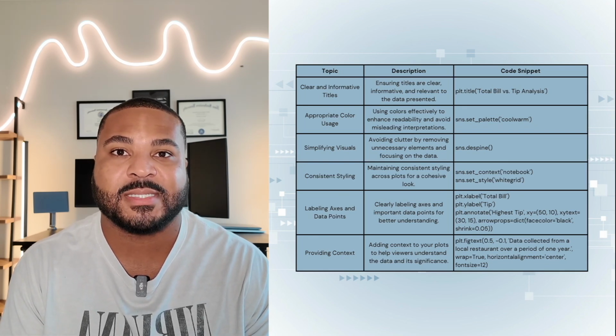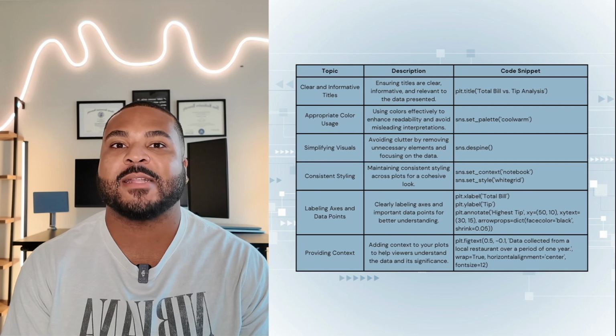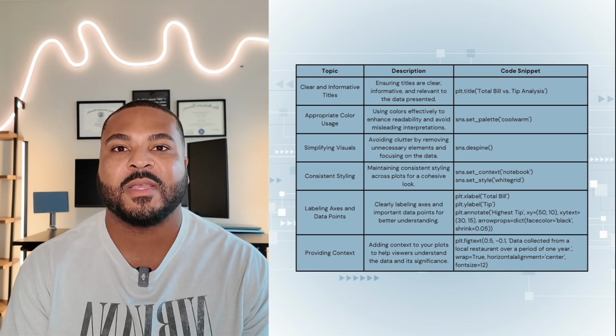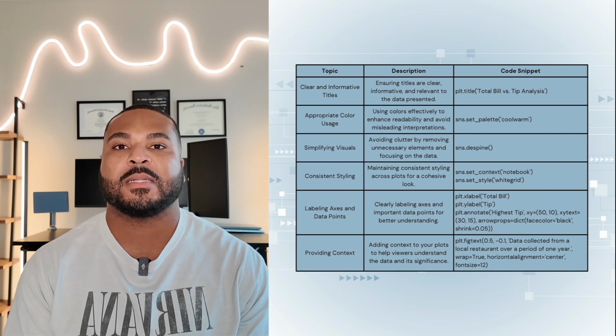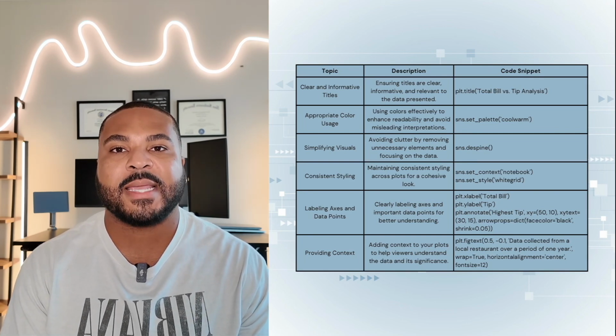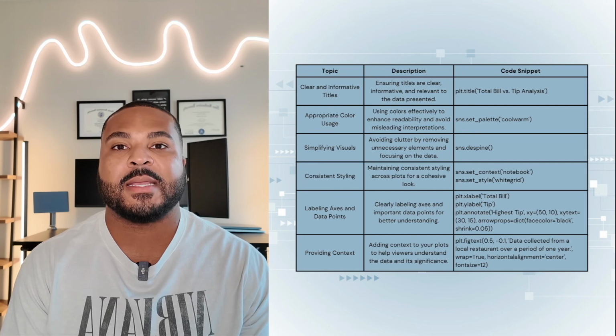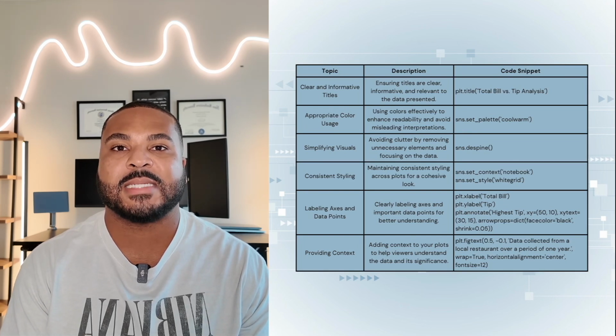A good title is crucial for any data visualization as it provides the first piece of information viewers typically see. So make sure your titles are clear, informative, and directly related to the data presented. Here's an example of setting a clear title. This title clearly indicates what the plot is about, making it easy for viewers to understand the context at a glance.